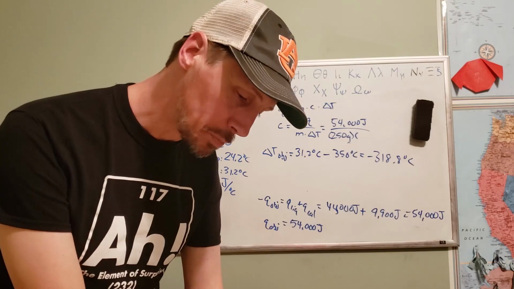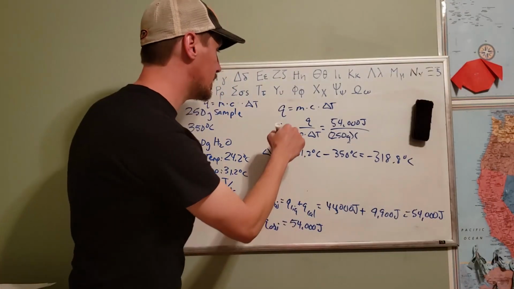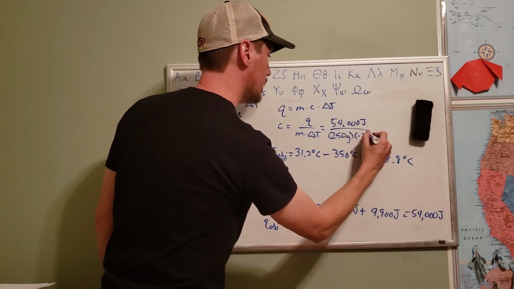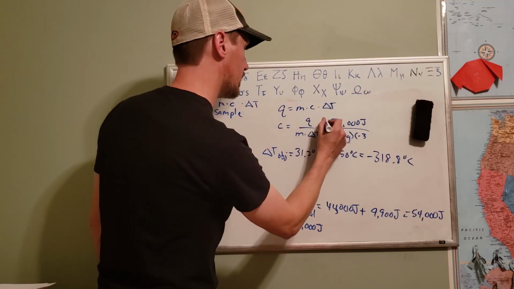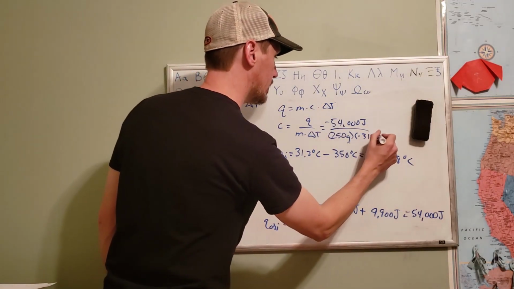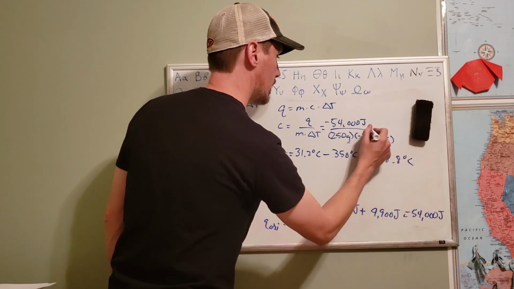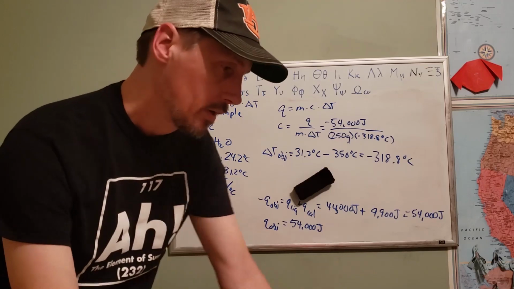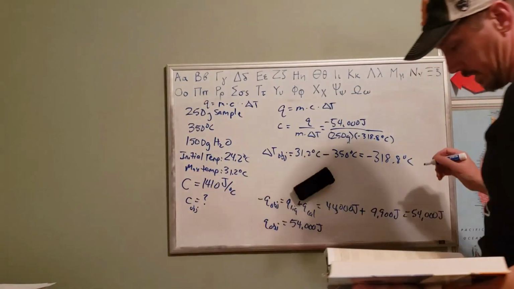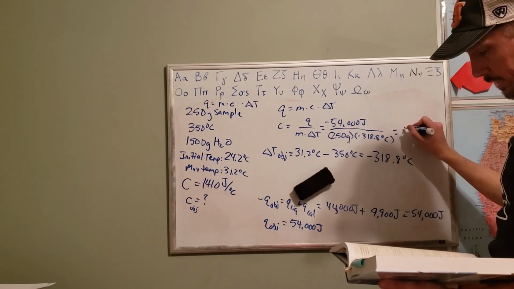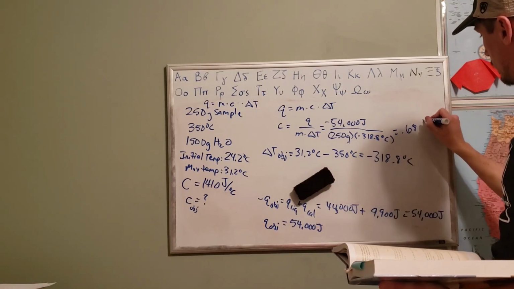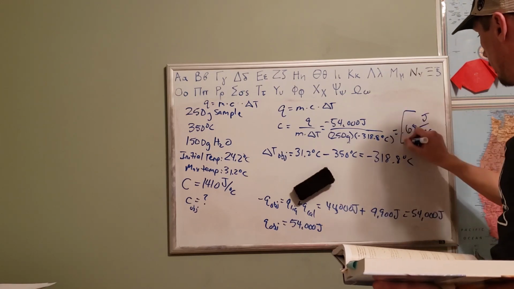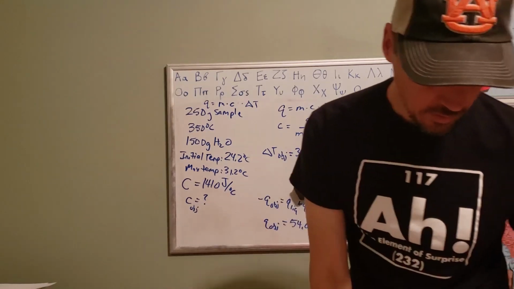So, all right, let's figure this out. So this was our equation. So we're going to plug in this negative 300, I'm sorry, I left off the negative here. Negative 318.8 degrees Celsius there. And so our final value, the specific heat capacity for this unknown metal, is 0.68. We've got to make sure we get our units right. Joules per gram degree Celsius, right? So that is our final answer.